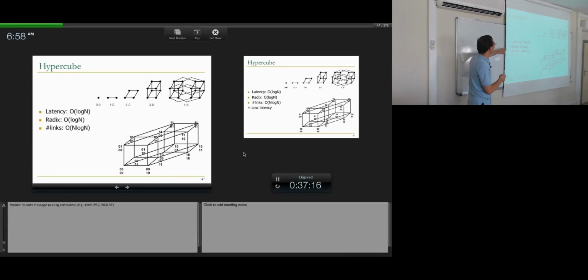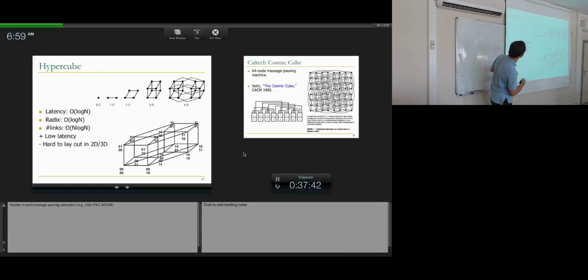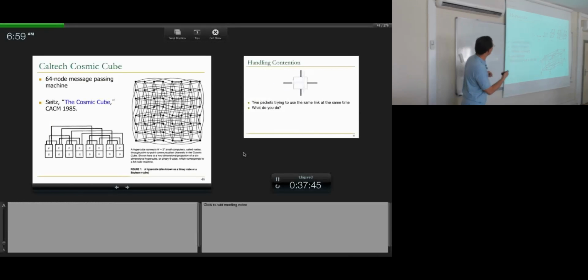So latency here is O(log n) again. It scales with the log of the network. Radix is basically how many outputs and inputs the router has. That's, again, O(log n), and the number of links is O(n log n). And again, you can map your computation nicely to this, such that local communication is localized, so that you don't need to use those links. But the distances are not too bad. So people have actually designed this as well.